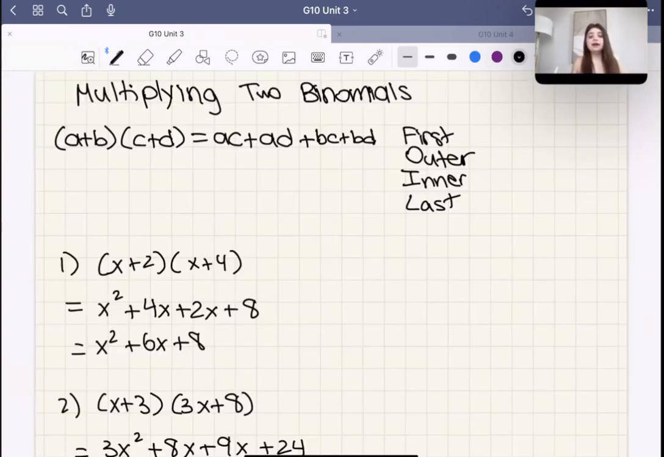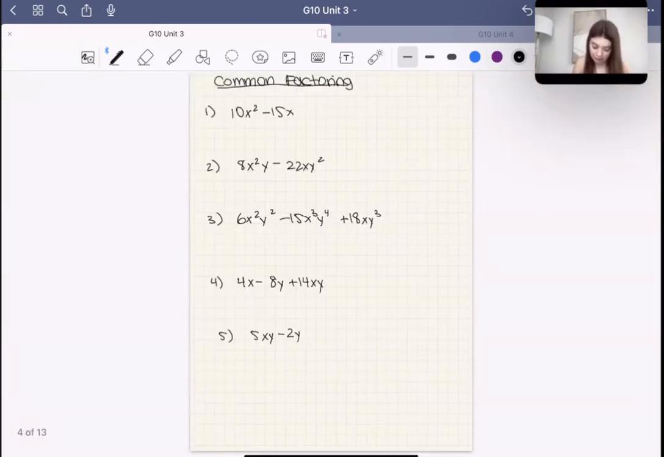All right, well, that is it for multiplying two polynomials. I'm not sure what I said there. Multiplying two binomials.